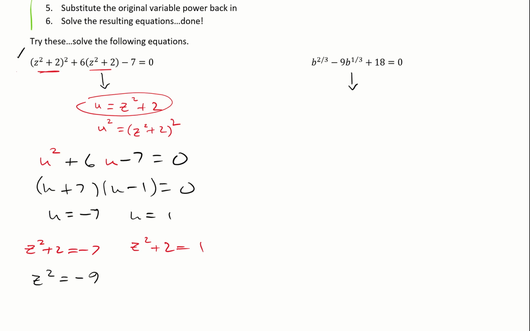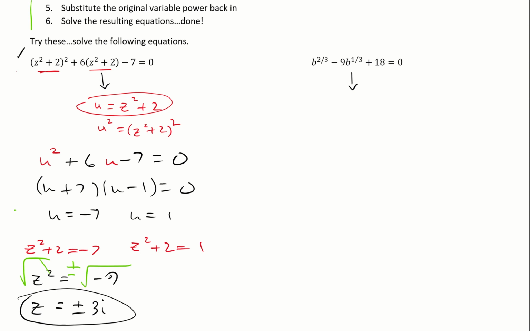Okay, so we're going to square root each side. We're going to square root cancel, square root plus minus. I kind of messed up that one. Start over with that one. Inside there was a negative 9, huh? So we get z is equal to, what do you think? 3i. Correct. A couple of complex answers.